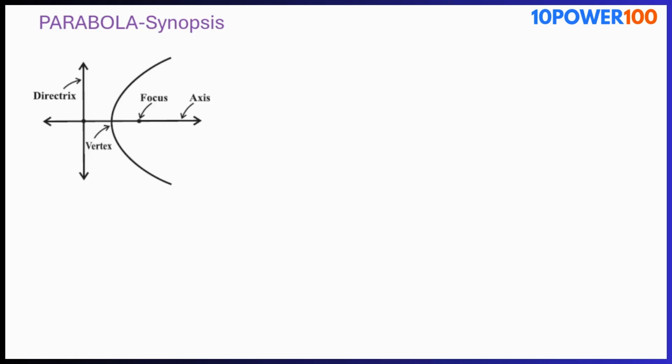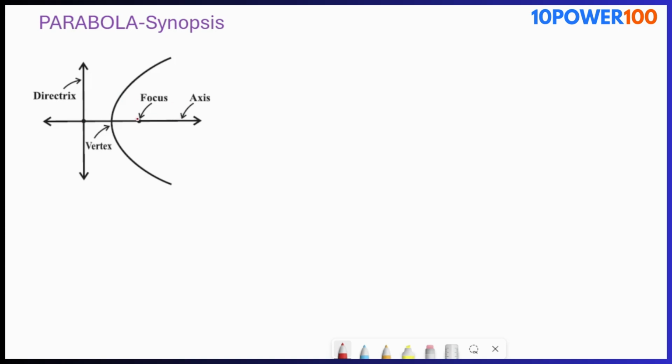In today's class, I'll be discussing the important synopsis that you need to know to solve a problem based on parabola. If you see the diagram here, I have given the focus point, axis, vertex, and the directrix. These four are very important to know more about parabola.